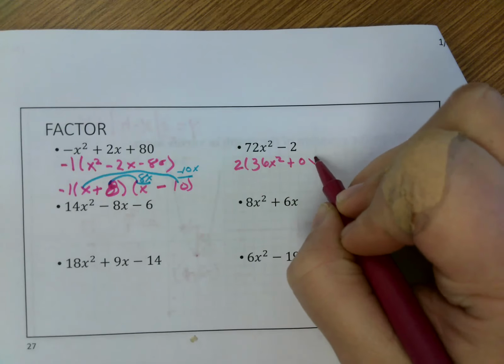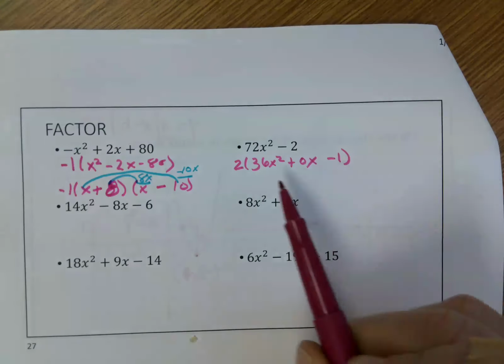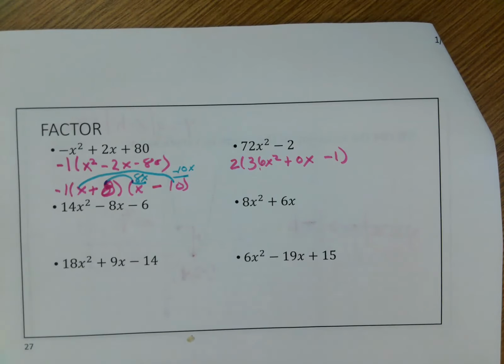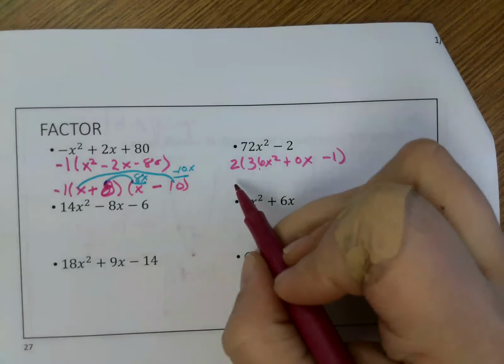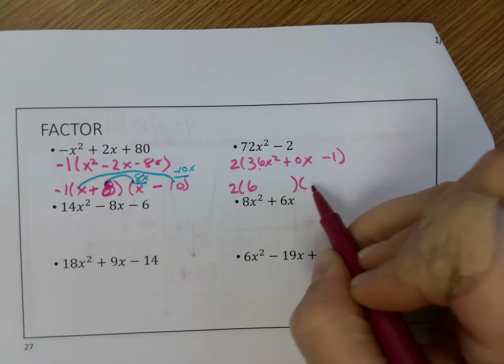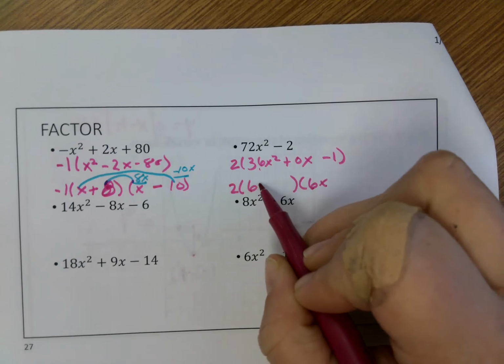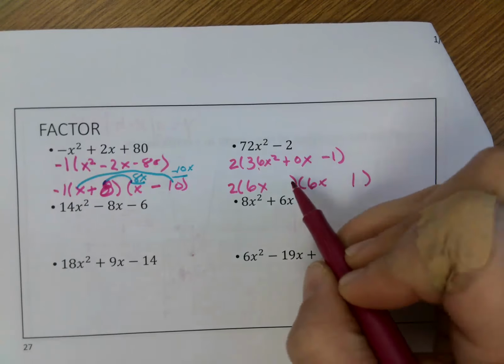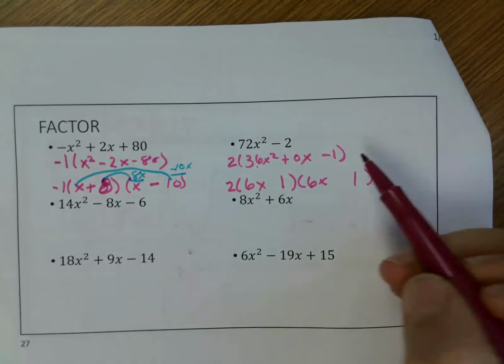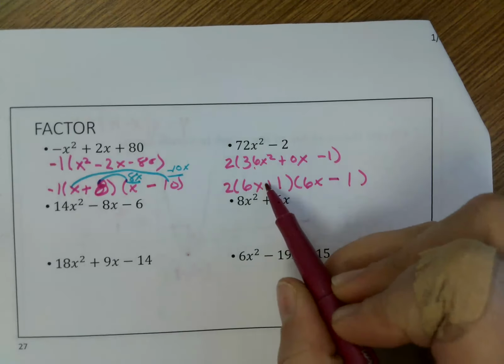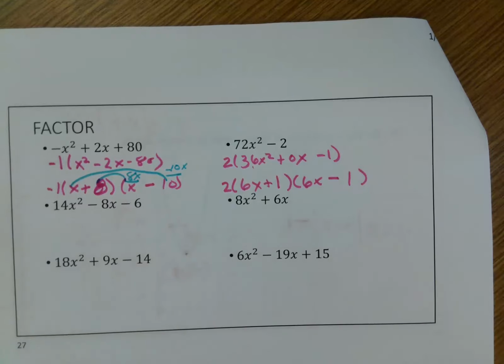I'm going to write my 0x minus 1. This is actually a perfect square problem because both 36 and 1 are perfect squares. So the square root of 36 is 6, and the square root of 1 is 1. Now, to multiply to get 1, I need a positive and a negative. So now I'm going to check it.